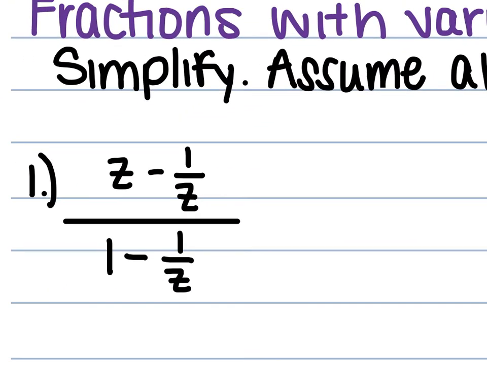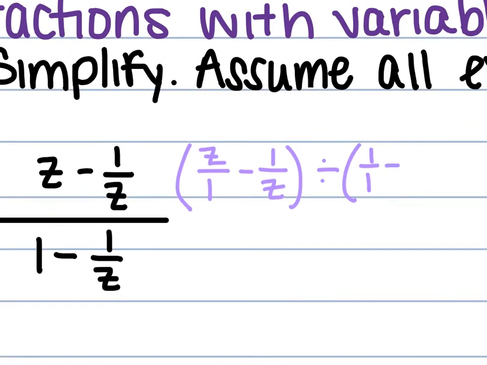So the z is the same thing as saying z over 1 minus 1 over z divided by 1 over 1 minus 1 over z. So first fraction, least common multiple between 1 and z is z. So we'd multiply top and bottom of the first fraction by z. This is going to become z squared over z minus.